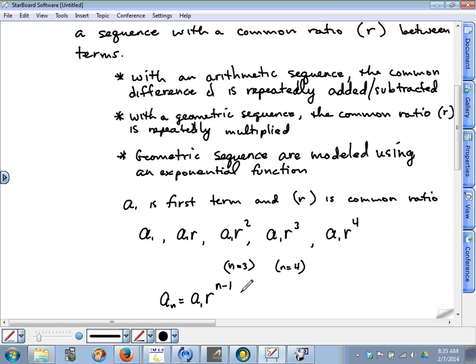So what do we consider this? Is this the implicit, explicit, recursive, what do we call this one here? This is the explicit formula. It's also called the nth term. If you're asked to find the nth term, that's what they're talking about right there.